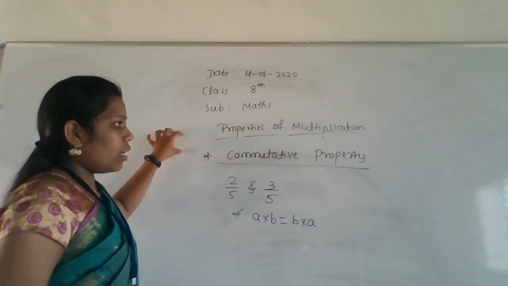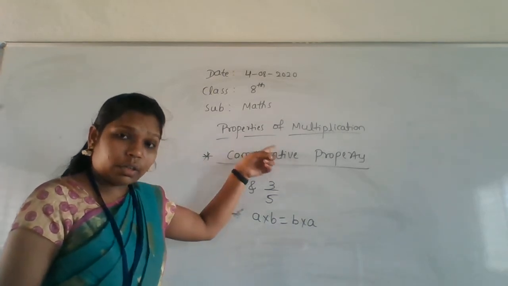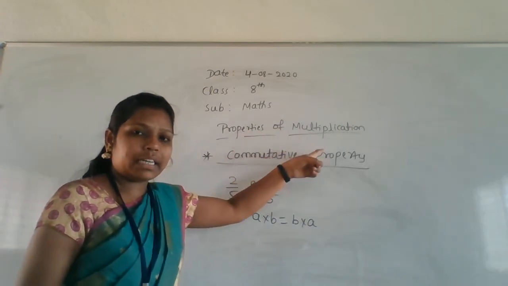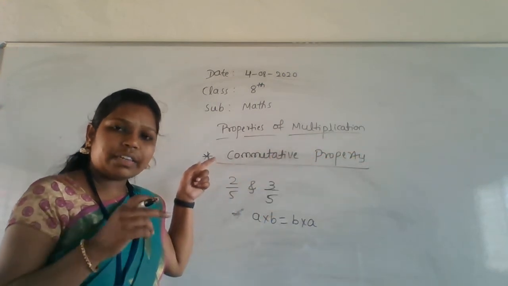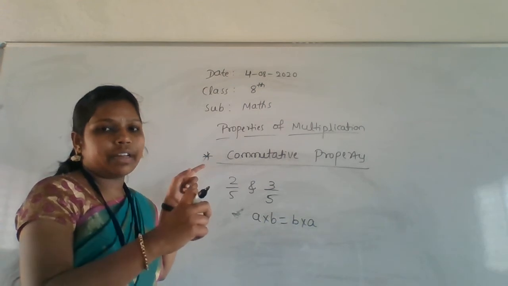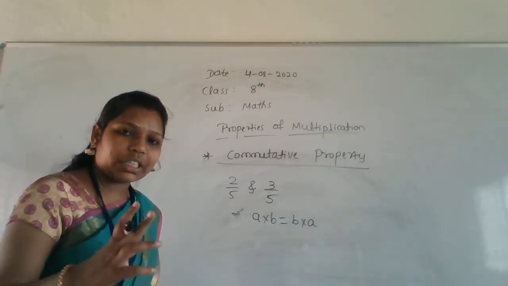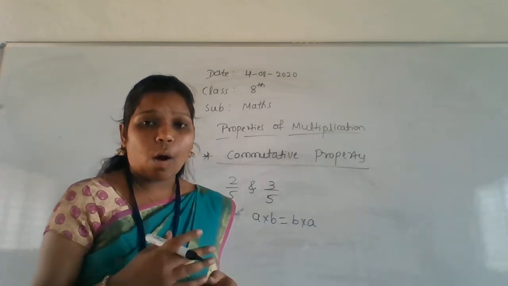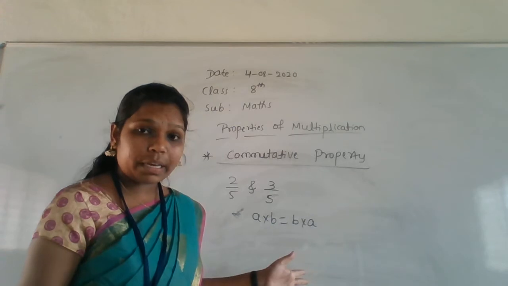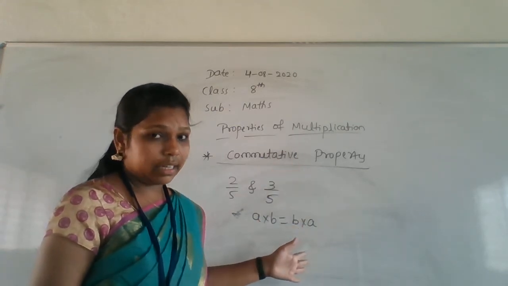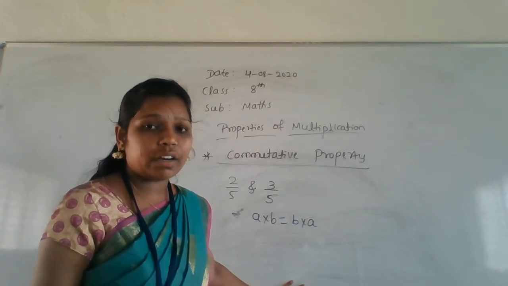The first one is the closure property: whether it is satisfied for addition, subtraction, after that multiplication, and next division. If it is satisfied, write satisfied, otherwise not satisfied. Like that you have to make one chart and recall everything daily, then you will come to know that it's a very easy topic and easy to learn. All the properties are easy, please don't get confused here.